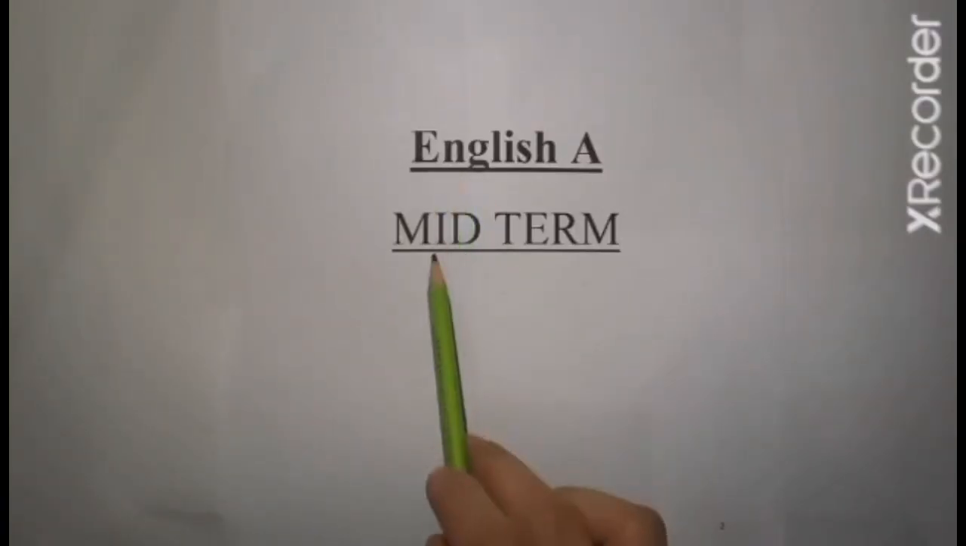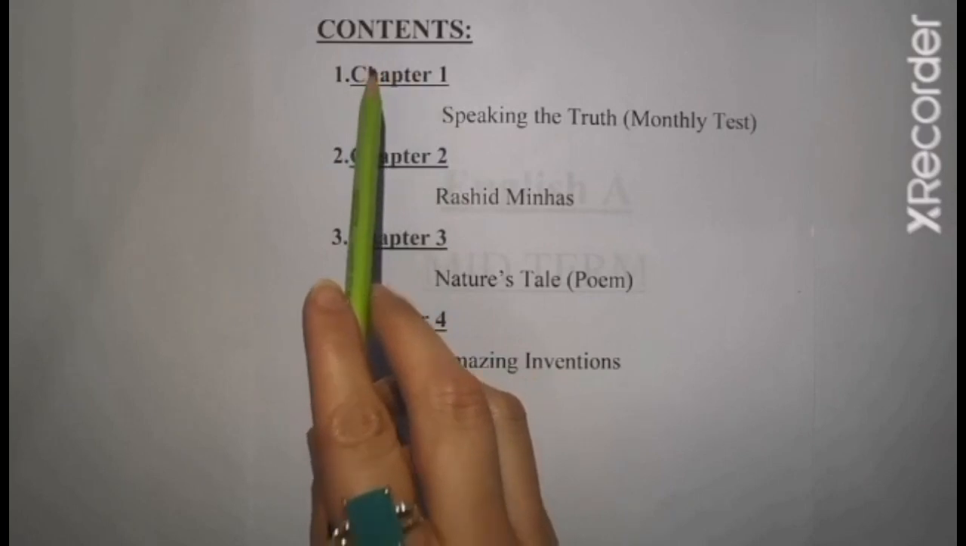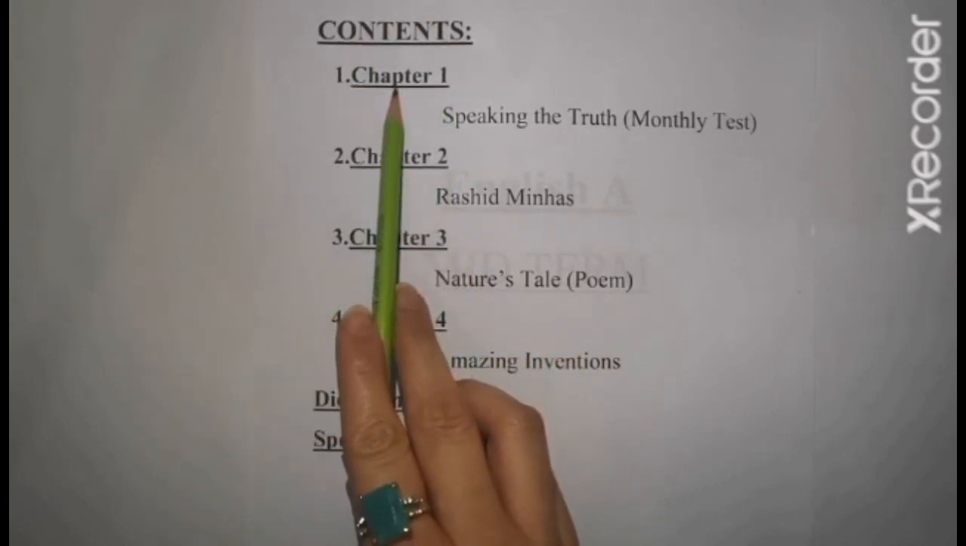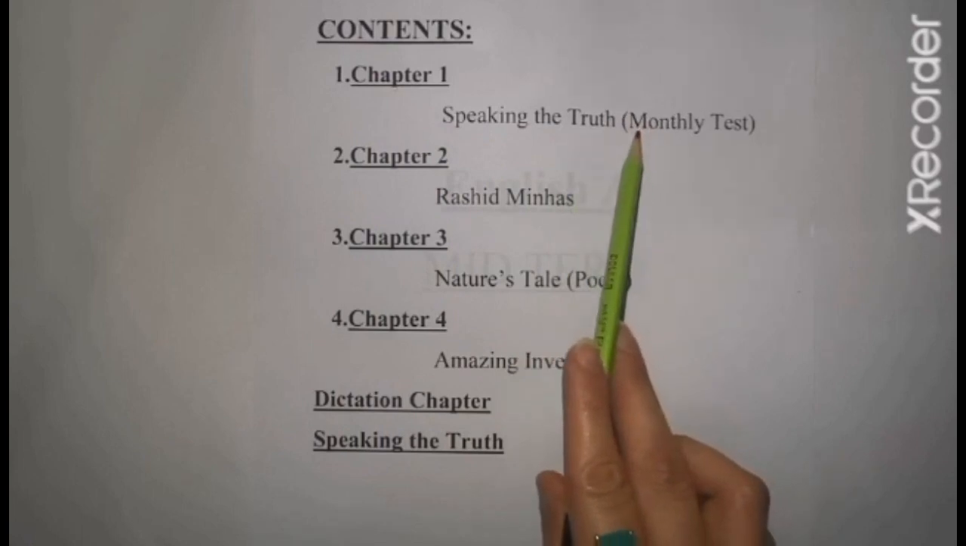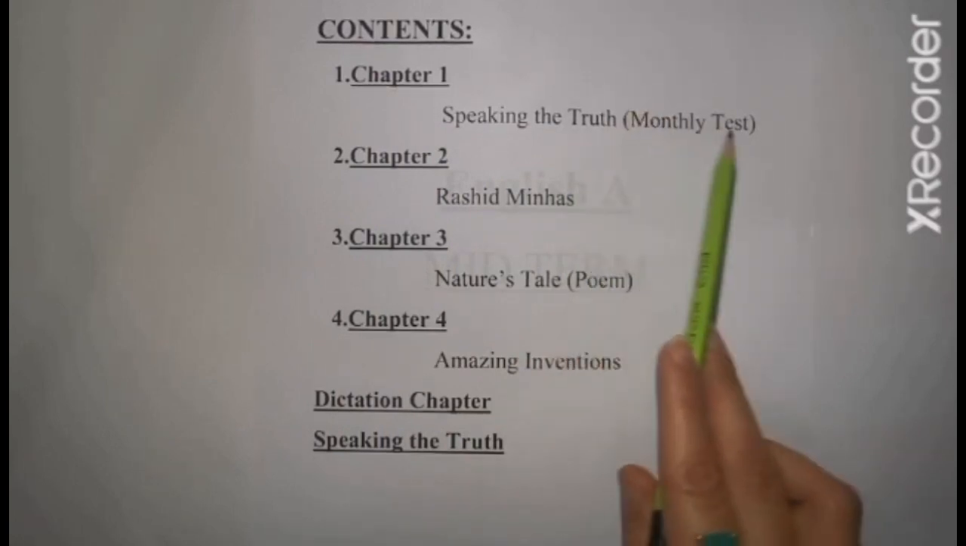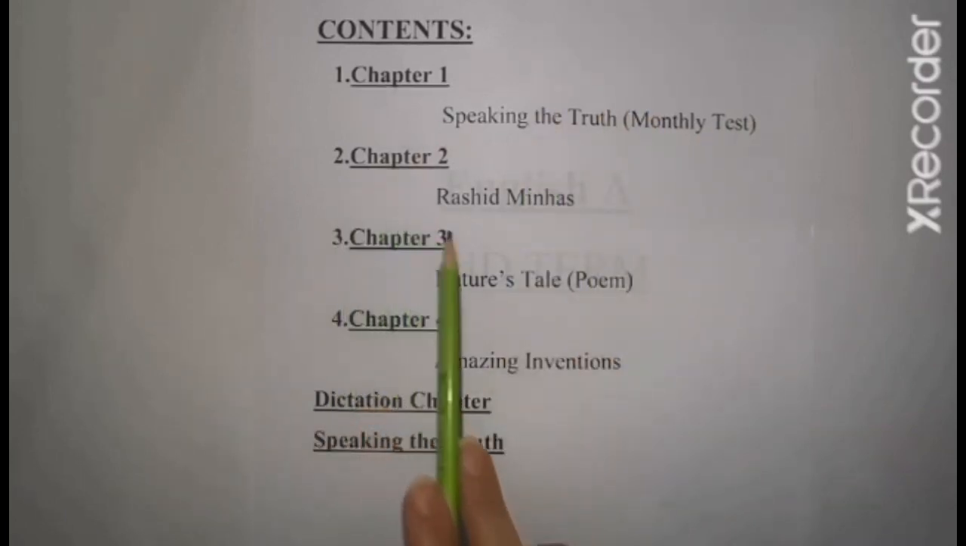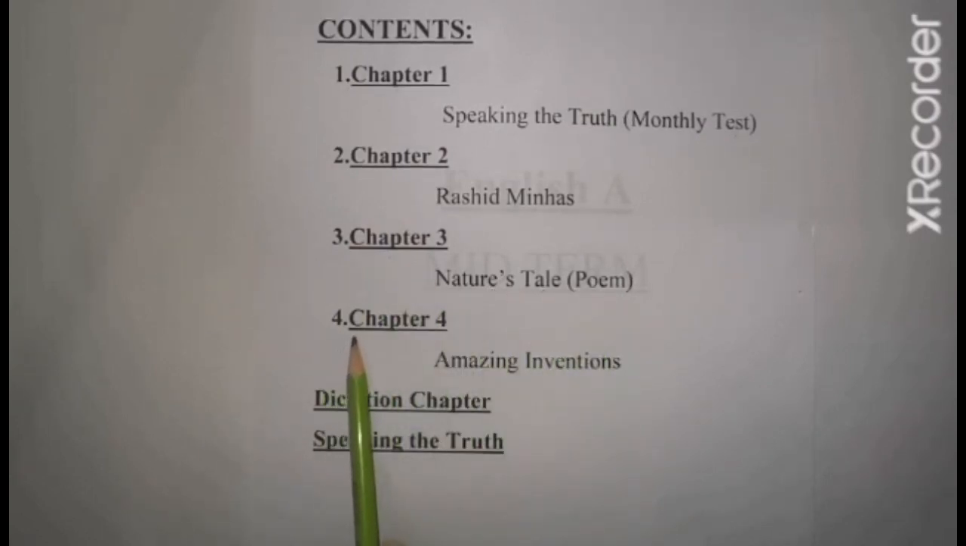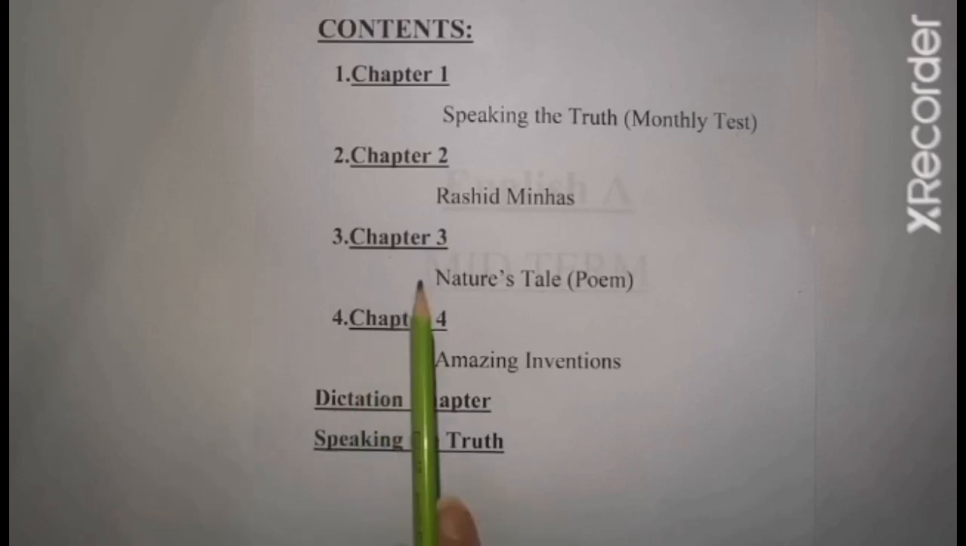Now we will start midterm of English A. Now you will go to the next page of your copies. On the first line, you will write the heading of contents. Number 1, chapter 1, Speaking the Truth. This chapter is included in your monthly test, so write the monthly test in the brackets. Chapter 2, Rashid Minhas. Chapter 3, Nature's Tale, poem. Chapter 4, Amazing Inventions. Then write down at the end of your contents, dictation chapter, Speaking the Truth. So in the midterm, the dictation chapter is Speaking the Truth.